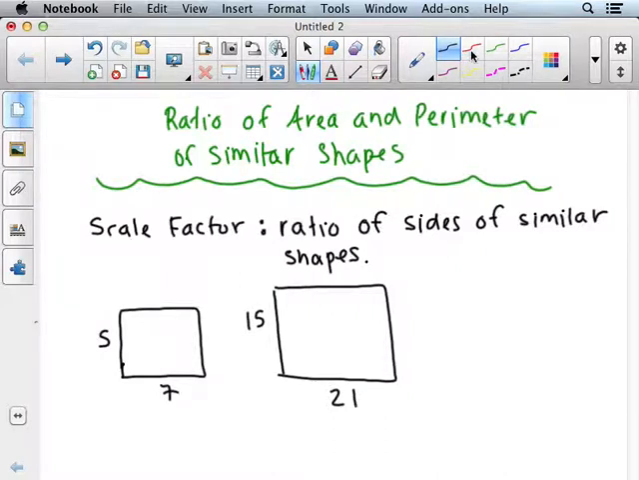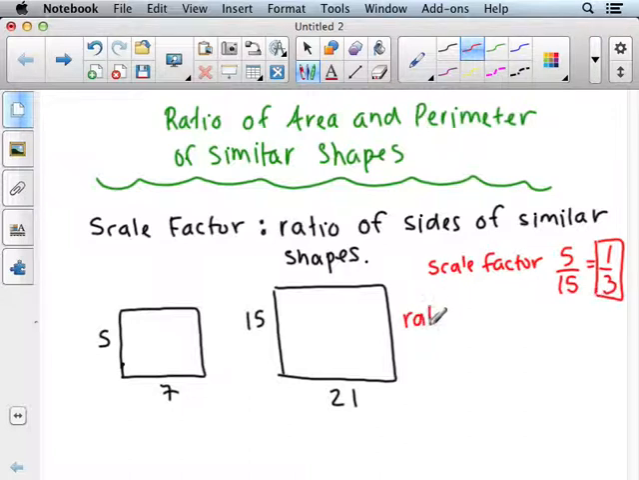So the scale factor of the first shape to the second shape is 5 over 15. We simplify, you get 1 over 3. So that's your scale factor. Scale factor is the ratio of the sides. Well, the ratio of the sides equals the ratio of the perimeters. So ratio of sides, which is also the scale factor, we would say is 1 to 3.